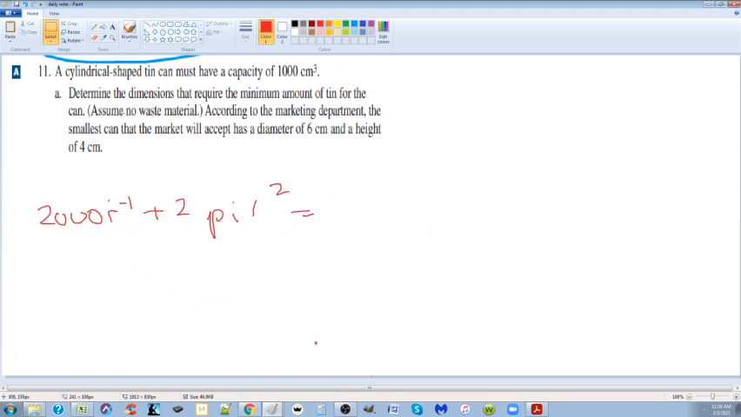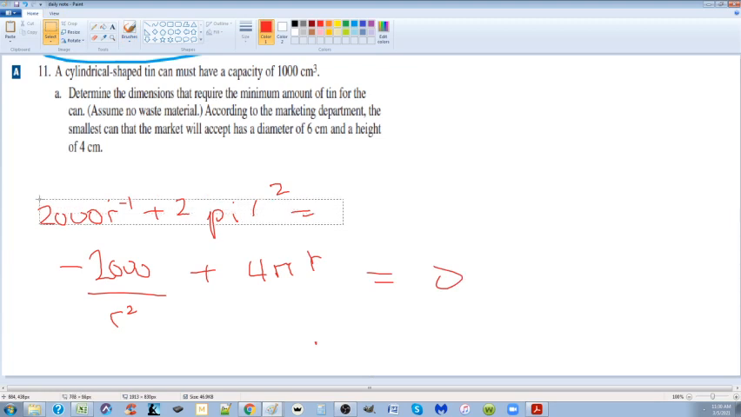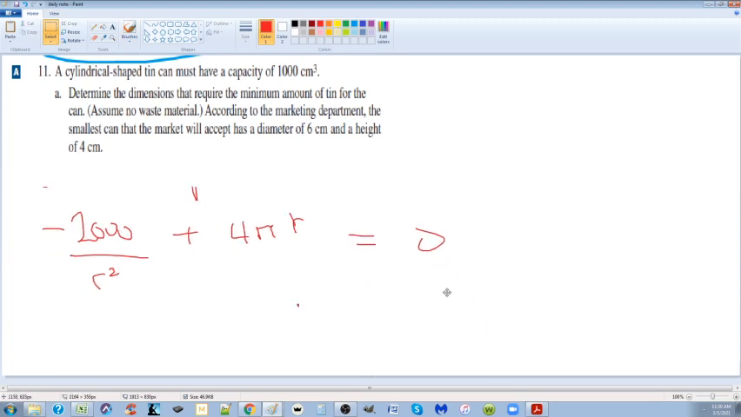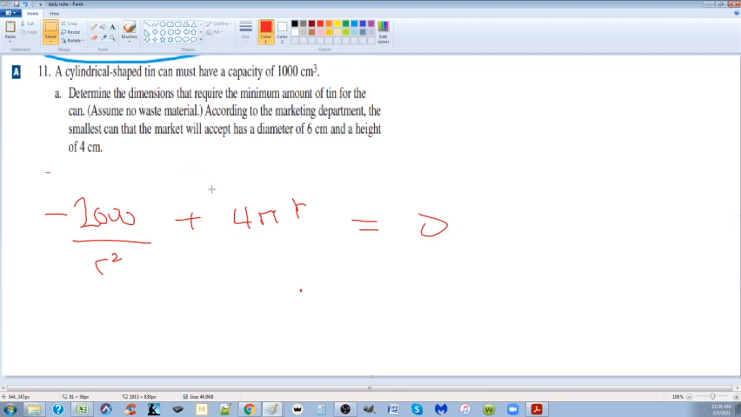Because if I'm maximizing or minimizing surface area, rather, I'm going to find the derivative, which will give me a parabola that's upward facing. Well, not a parabola, but some sort of weird half parabola. What's the derivative of that? Minus 2,000 r to the minus 2, or over r squared. What's the derivative of this? 4 pi r. Now we set it to 0, and you have two possible ways of solving. Either find the common denominator, or just move this whole thing to the right and make it positive.